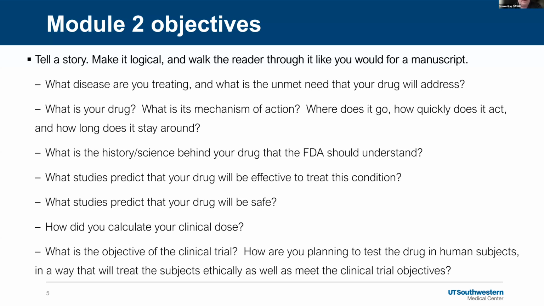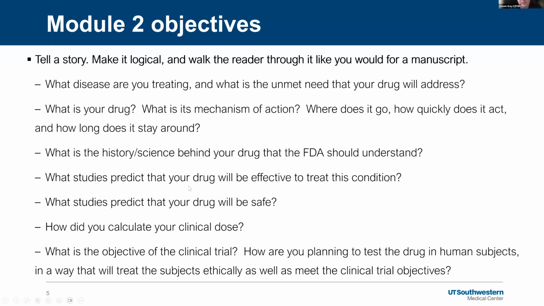You're going to start off with what disease you're treating and what the unmet need is that your drug will address. Explain what your drug is, what its mechanism of action is, where it goes, how quickly it acts, how long it stays around, and go into some of the history and science behind the drug. Again, this is like writing a manuscript. You're giving the reviewers all the background information they might need to fully understand what your drug is and how it works.